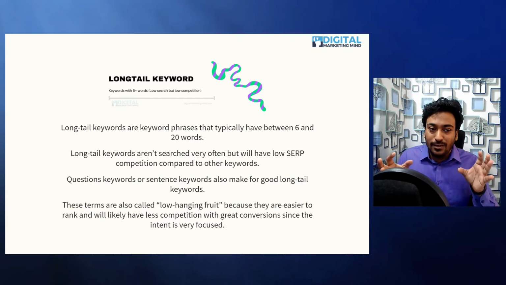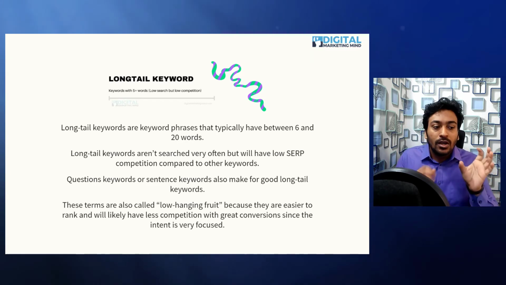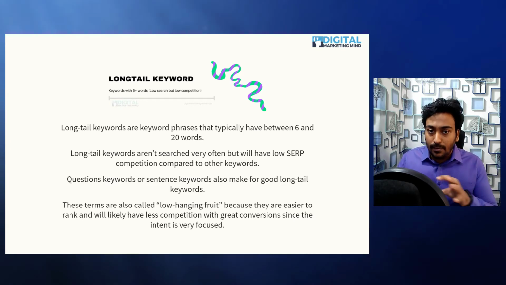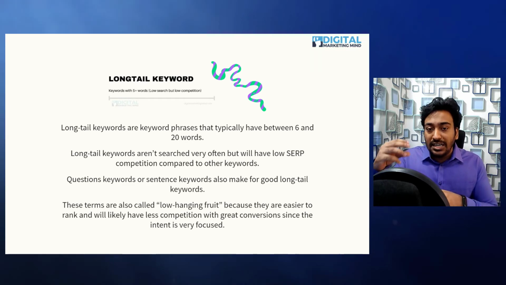Now let's take a look at one of the most favorite keywords for most of you guys, including me, which is the long tail keywords. Long tail keywords are keyword phrases that typically have between 6 to 20 words. Again, a personal classification. Long tail keywords aren't searched very often, but they will have low SEO competition compared to the regular keywords. Question keywords or sentence based keywords also make good long tail keywords. These terms are also called low hanging fruit as per my personal classification, because they are easier to rank and are likely to have less SEO competition with great conversion since their intent is focused.